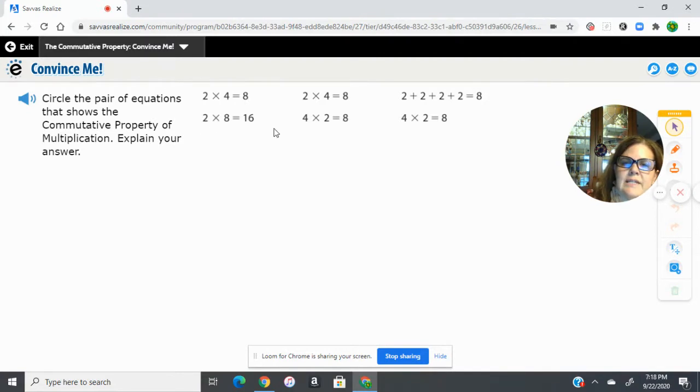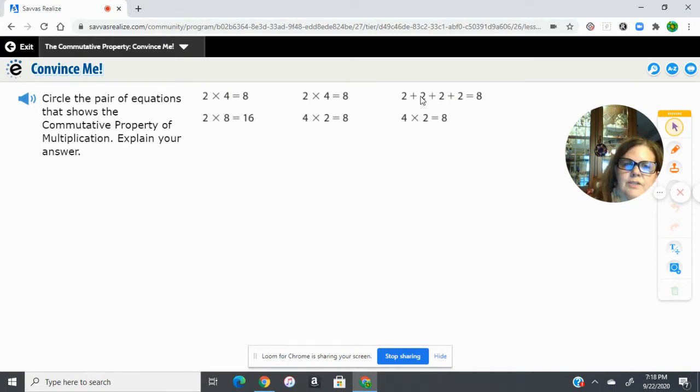2 times 8 equals 16. Does that pair of equations show commutative property? If it does, circle it. If not, don't circle it. Okay, 2 times 4 equals 8, and 4 times 2 equals 8. Does that show the same numbers and the same answer? Circle it if yes, leave it blank if no.